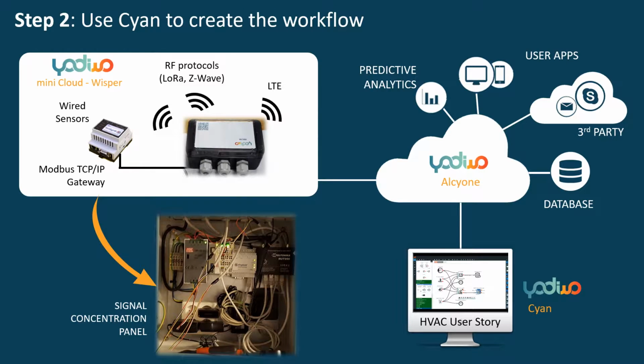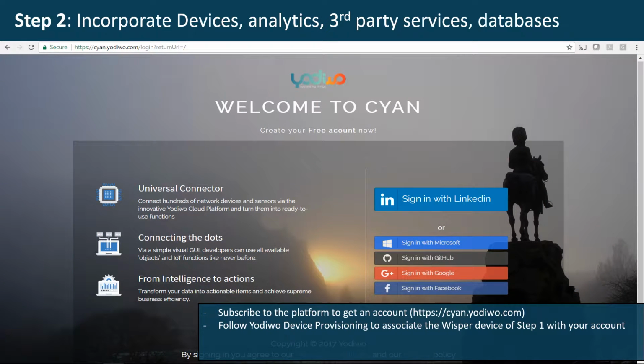Now that we have finished with the installation of the devices, we can go to step 2 in order to use Cyan to create the workflow. At first, we have to subscribe to the platform to get an account and then follow Yodiwo's device provisioning instructions to associate the Whisper device of step 1 with our account.